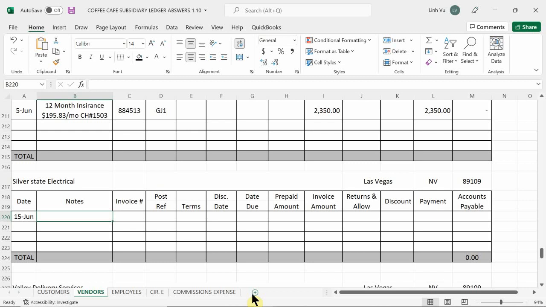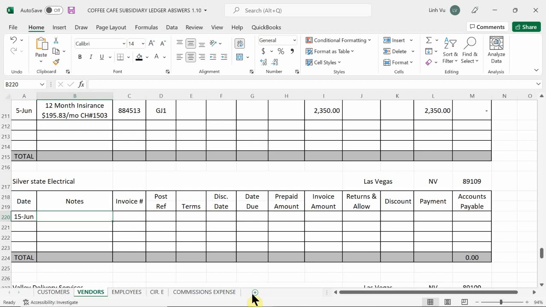If you think you don't need to put a note in here because it's kind of straightforward, right? Why would you hire Silver State Electrical? Obviously, you're getting some electrical work done. Then you don't necessarily need to put anything in the notes if you don't feel that it's necessary. It's pretty straightforward. Okay, so we can leave it blank if you'd like.